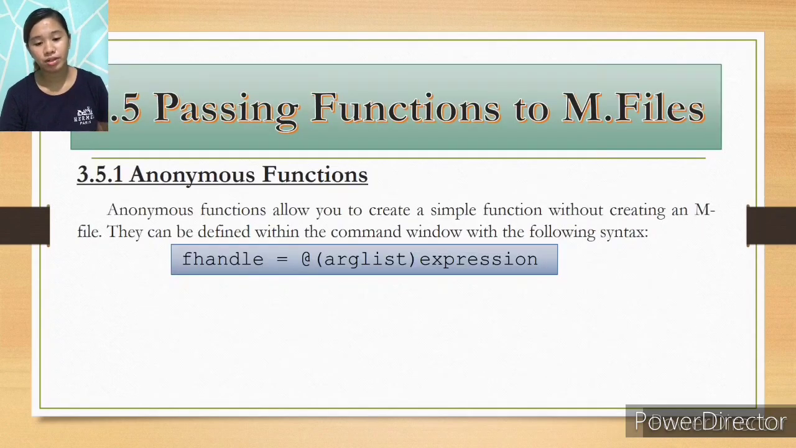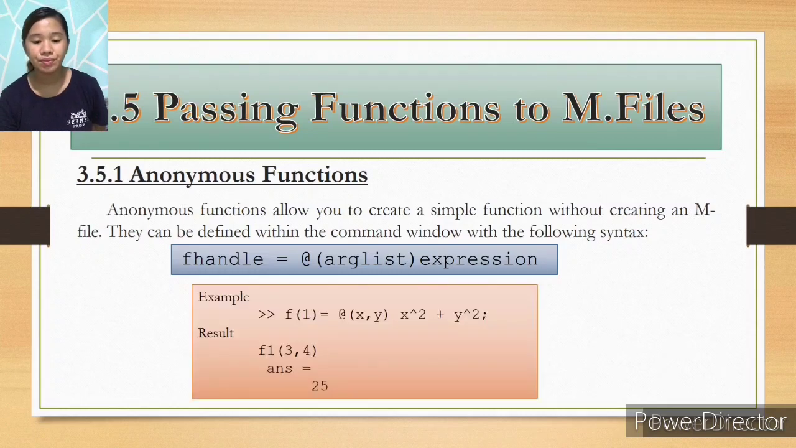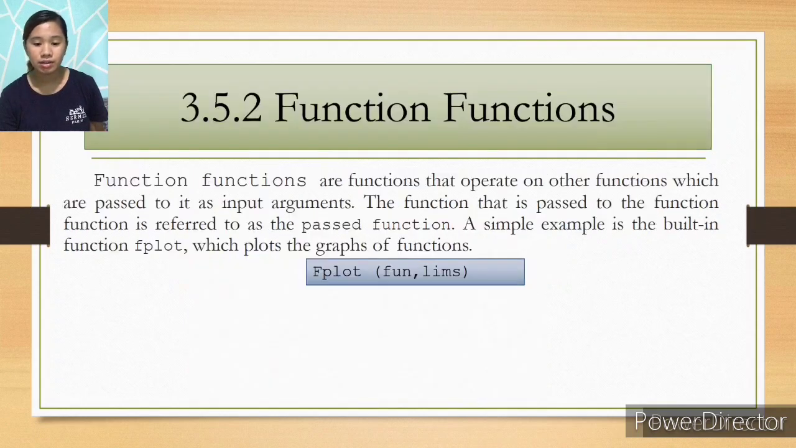So passing functions to an M file. An anonymous function allows you to create a simple function without creating an M file. It can be defined within the command window with the following syntax: fhandle = @(arglist) expression. For example, f1 = @(x,y) x^2 + y^2; So the result of f1(3,4) is 25.